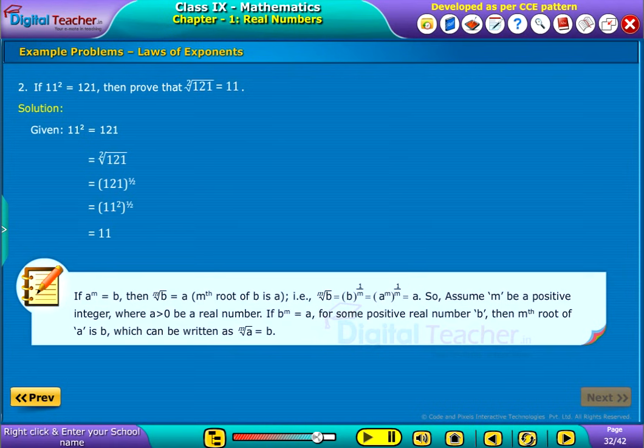So, assume m is a positive integer, and a greater than 0 is a real number. If b power m is equal to a for some positive real number b, then the mth root of a is b, which can be written as the mth root of a equal to b.